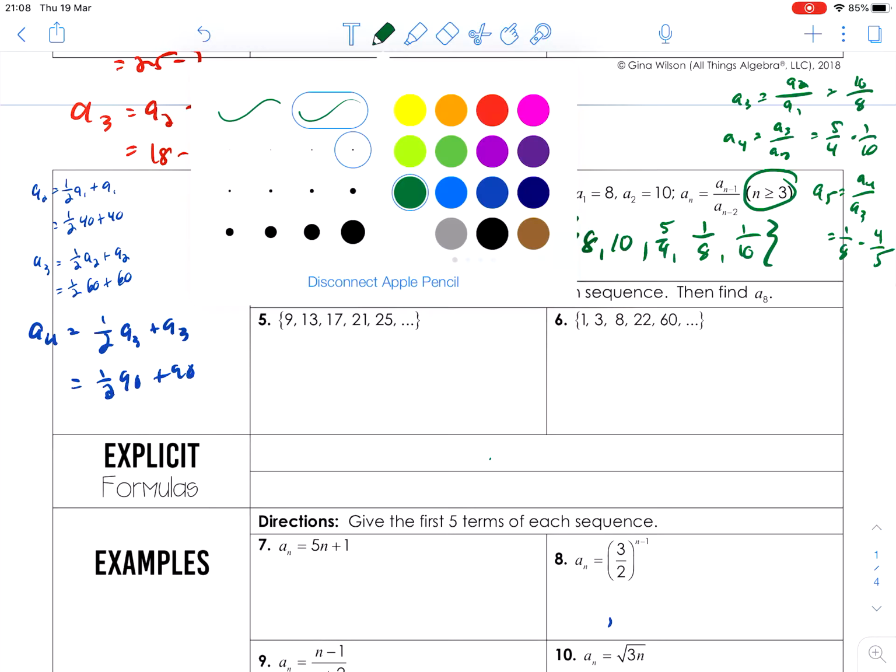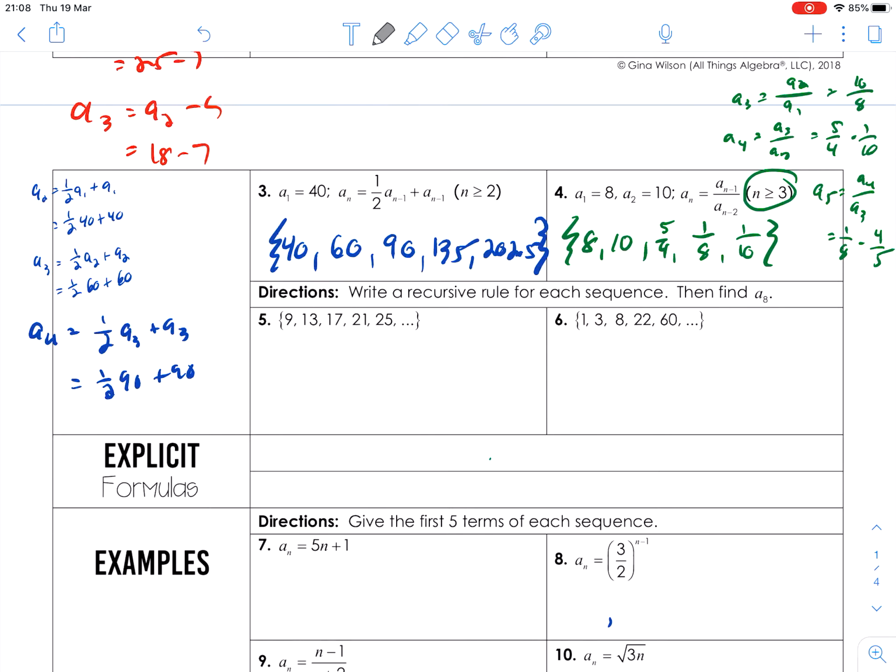Let's go different colors. I'm going gray. All right, so let's write a recursive formula. This is where it gets a little bit trickier, but it's not too bad. All right, so recursive formula. We kind of just follow their pattern. That's all we got to do.